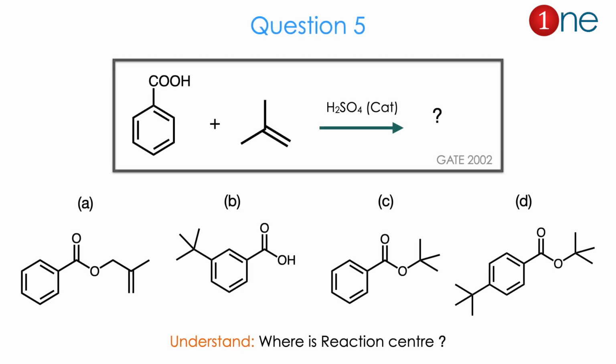Then the question number 5. The starting material is benzoic acid and you are using an alkene, in the isobutene form. You are using sulfuric acid. Here they ask you to find the product. Here you have many possibilities for where the reactant will attack, whether it attacks on the ring or side product, or dimerization, or multiple attacks. So the real question is where is the reaction center here? The answer is C. Let us see how.